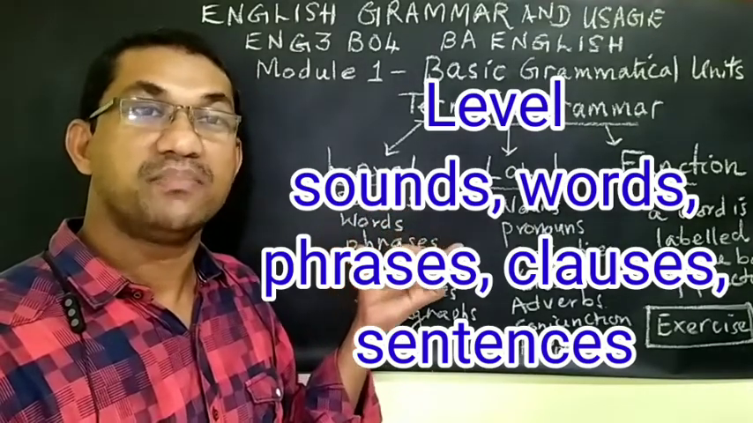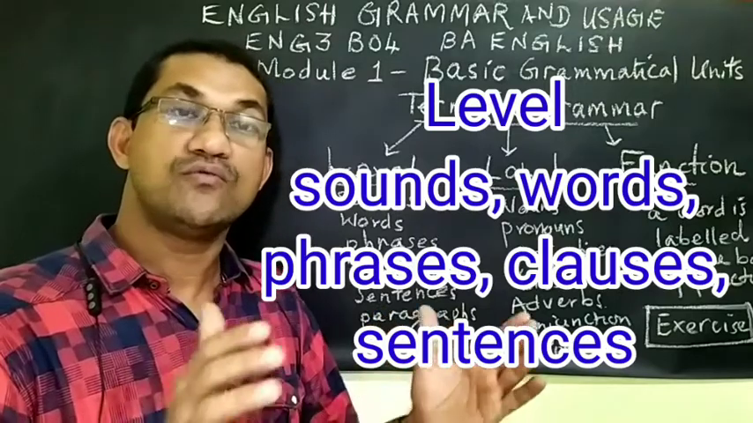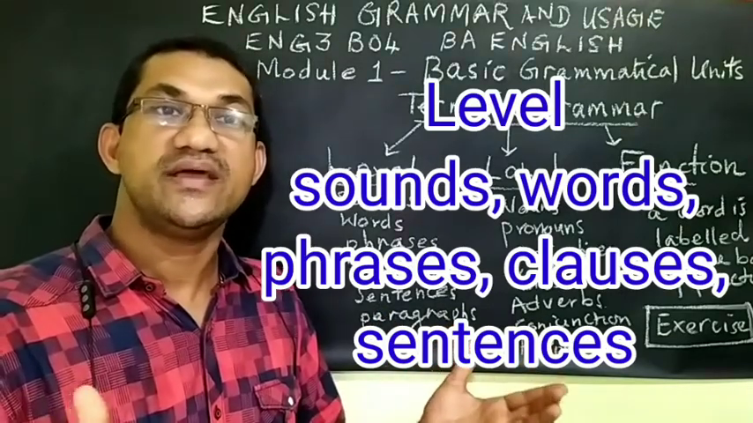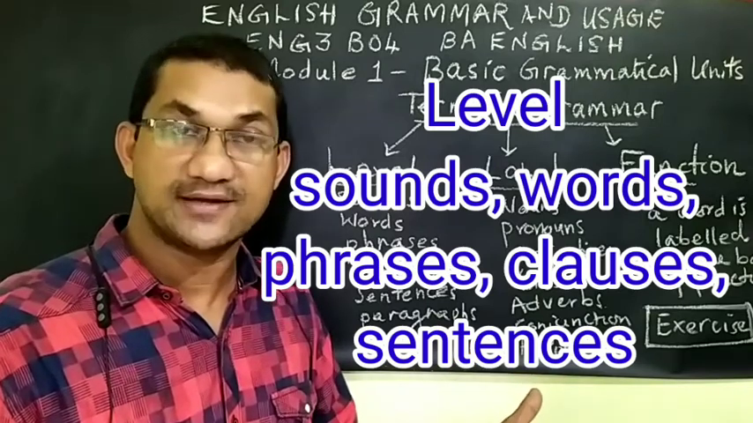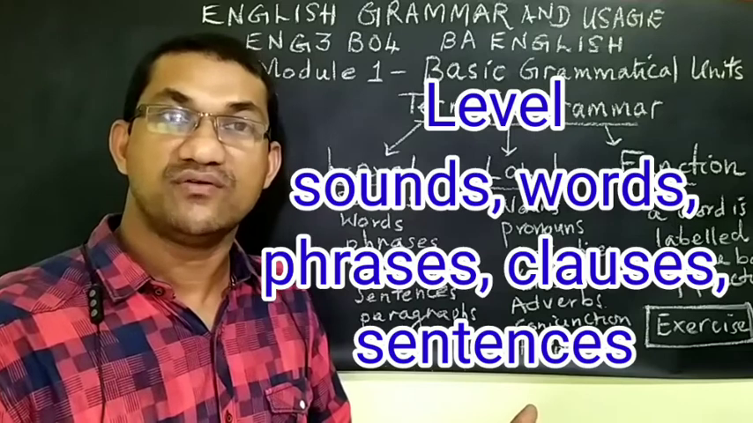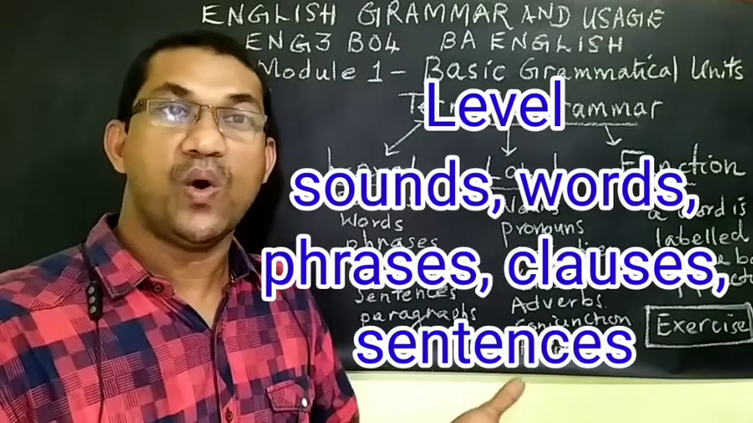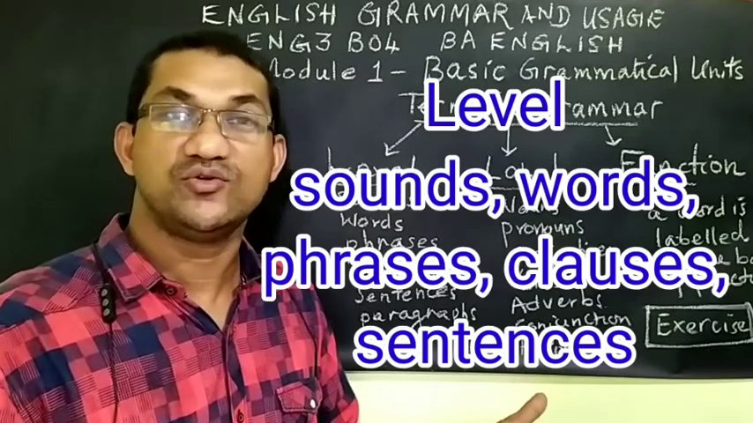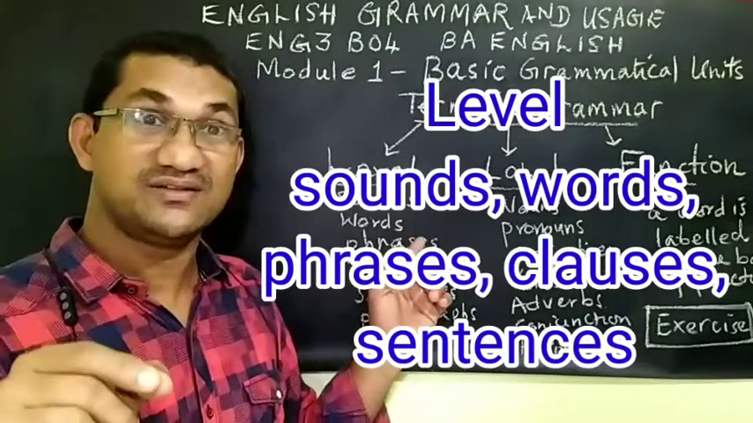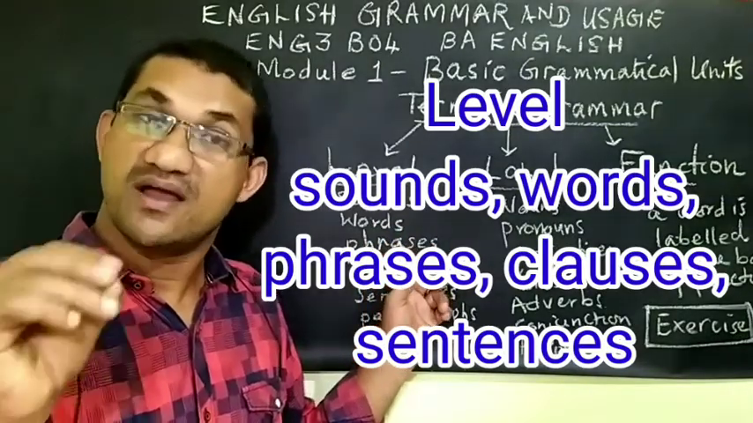Number two, words. You combine one sound with another, you get a word. C-A-T, you get the word cat. D-O-G, you get a different word, dog. M-O-N-D-A-Y, you get a new word, Monday. So we have levels of sounds, words, phrases.